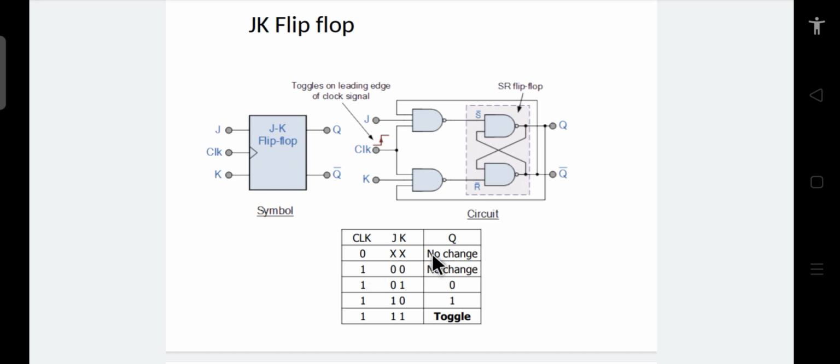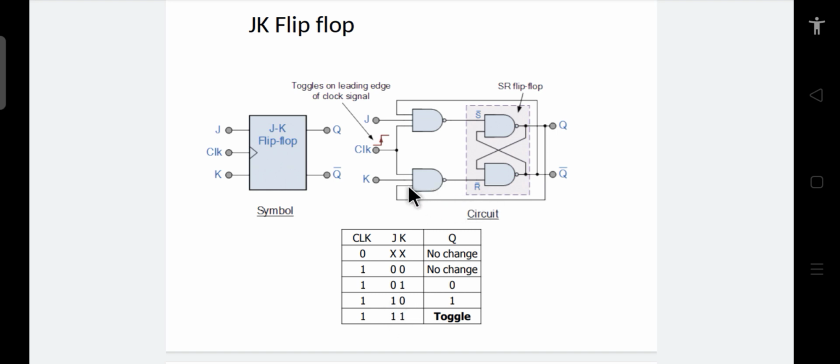When the clock is 0, the circuit is inactive, the JK flip-flop is not active. When the clock is 1, you can see that the behavior of the circuit is the same as the SR flip-flop, except the case when both the inputs are 1. When both the inputs are 1, the circuit toggles.